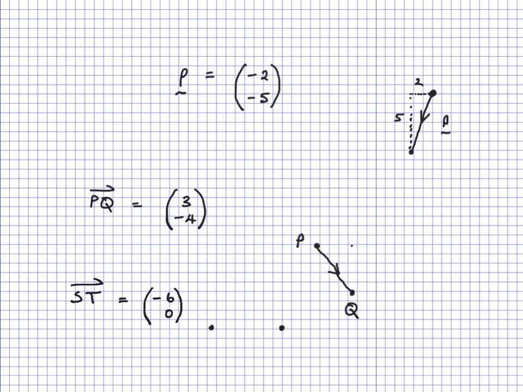And we have a y component of 0, which means we're neither moving up nor down. So here is the vector. The arrow always points from start to finish, so it's ST, like so.